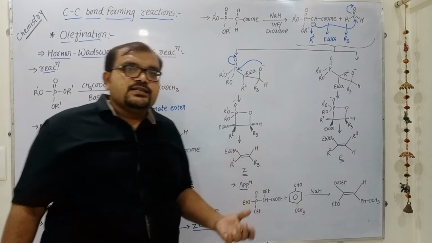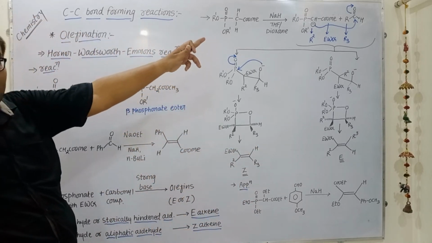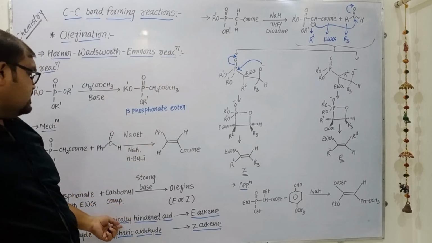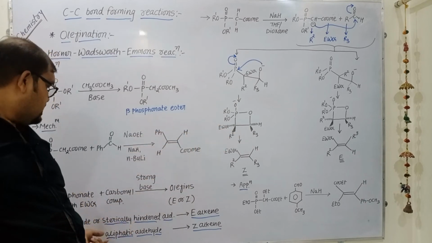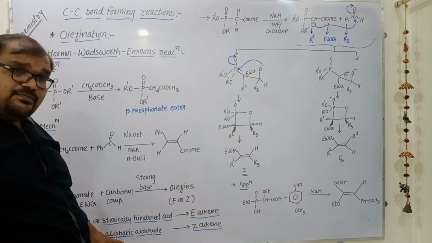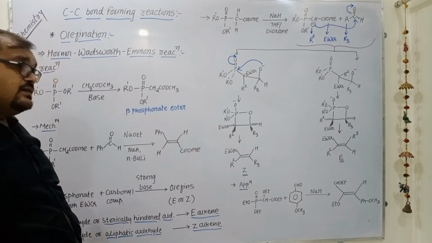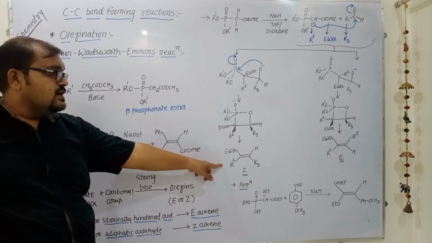Now as we discuss here, if we are using R3 or the aldehyde is sterically hindered, or benzaldehyde, then we will get E alkene as a product, and if this aldehyde is aliphatic, like acetaldehyde, then we will get Z alkene as a product.